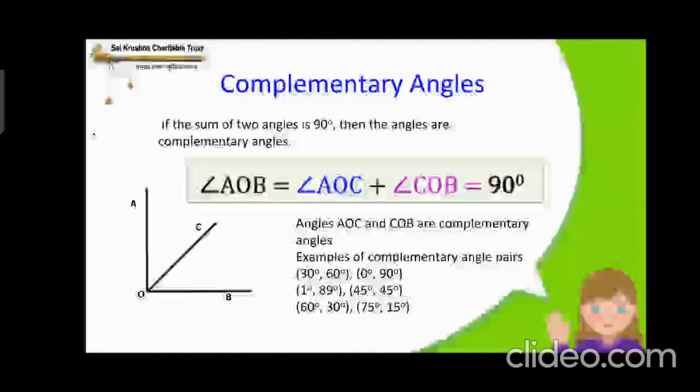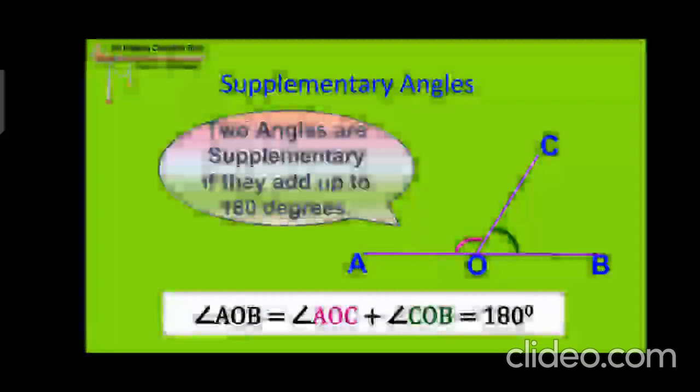Next comes the supplementary angles. When you add any two angles, if they add up to 180 degrees, then that is called supplementary. Complementary in the sense when you add any two angles, you should get 90 degrees. And when you add two angles, if you get 180 degree, it represents the supplementary angle. In this diagram, angle AOC plus angle COB is equal to 180 degree, that is angle AOB. So two angles are supplementary if they add up to 180 degrees.